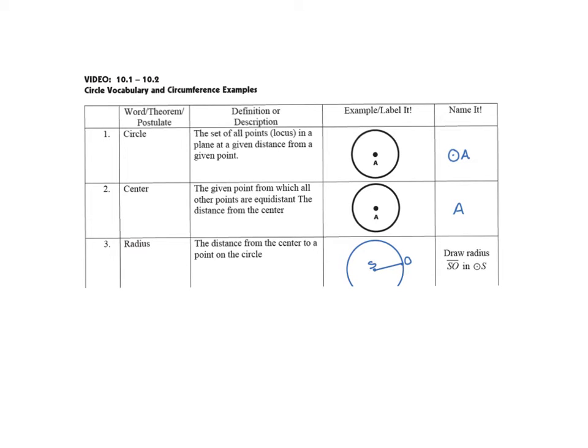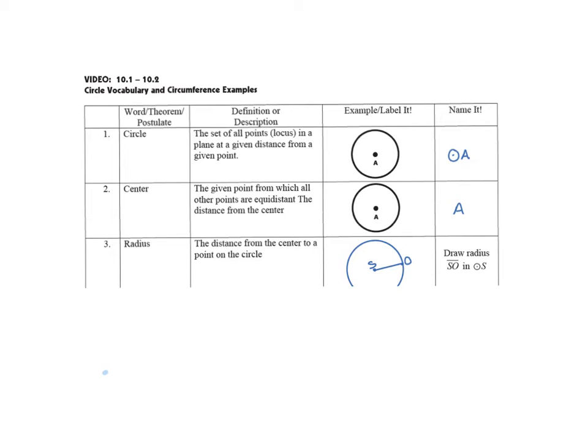What I mean by that is that if I give you just this column here, the definition or the description, the set of all points in the plane at a given distance from a given point, can you then tell me that it is a circle? Can you give me an example? Can you tell me how to name it?